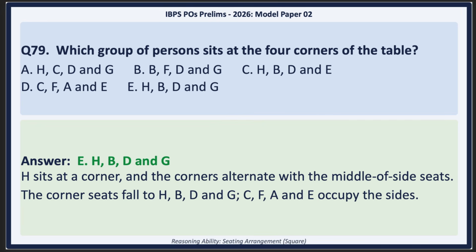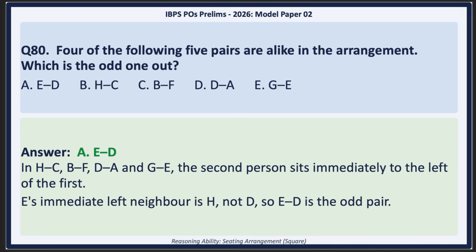And just like the box puzzle, it ends with a pattern breaker for question 80. Oh, right. It gives you 5 pairs of neighbors, like BF and DA, and in 4 of those pairs, the second person sits immediately to the left of the first person. But the pair ED breaks the rule, right? Because E's immediate left neighbor is H, not D. Exactly. It's amazing how quickly you can spot the anomaly once the structure is actually built.